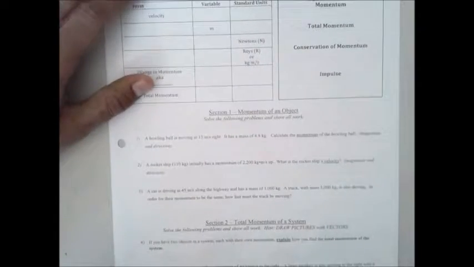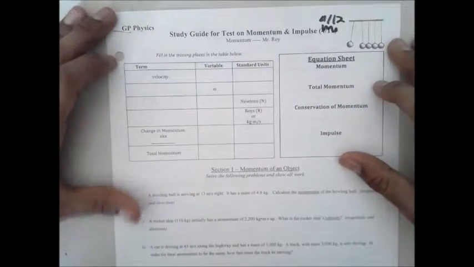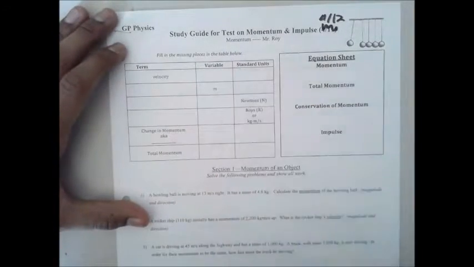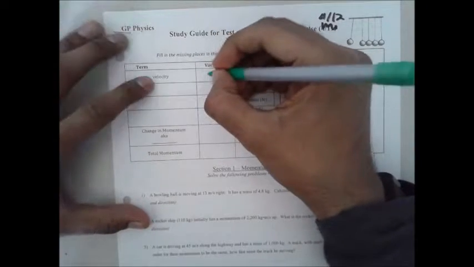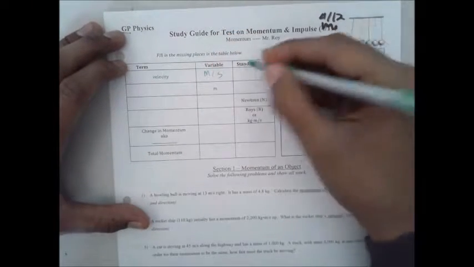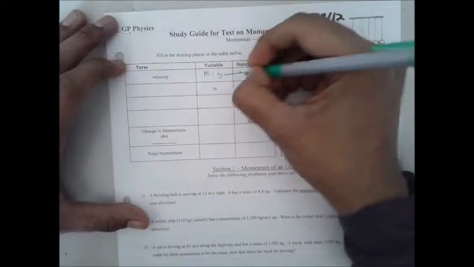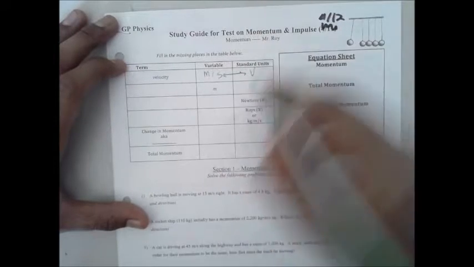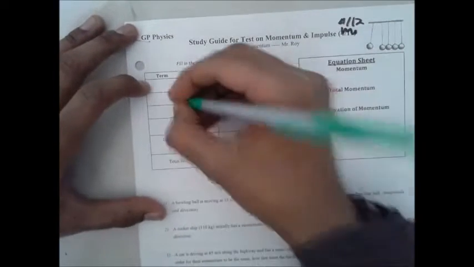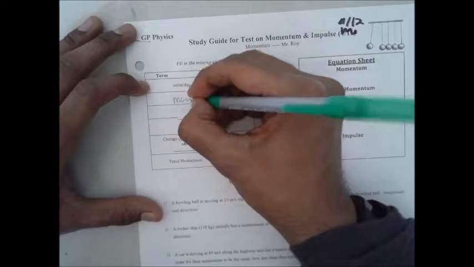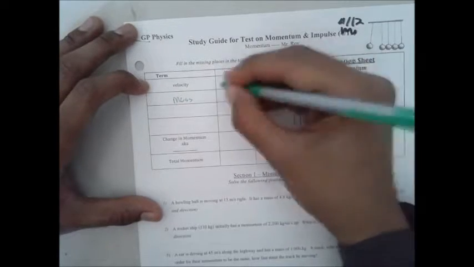Now, for the study guide. Fill in the missing places in the table below. The variable for velocity is V. Oh, whoops. Meters per second are the standard units. The variable is V. What am I doing? Variable M is for mass. Standard units are kg. Sorry, I mixed those up.